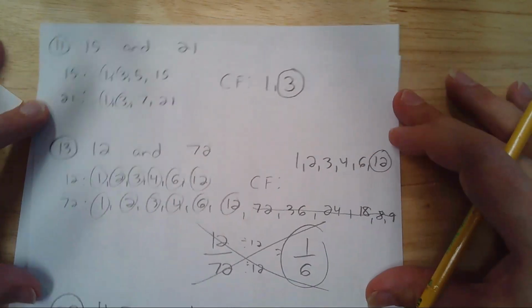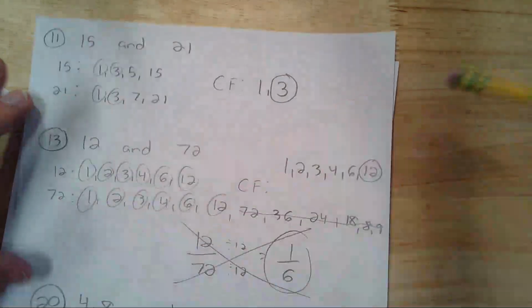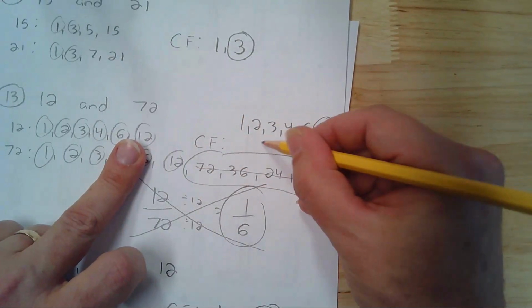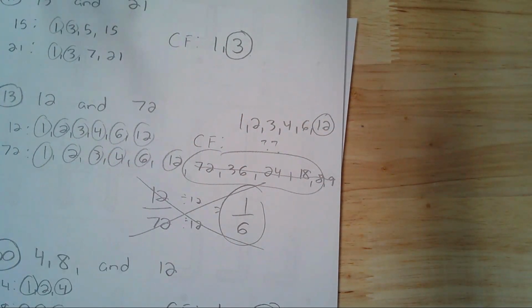So I'm going back to 13 here. We did all this, and like you said, I heard a lot of you say some of these numbers here were just not part of your set, were they? Right? 72, 36, 24, and 18. Anybody get all four of those?